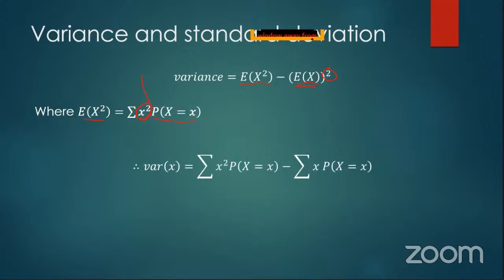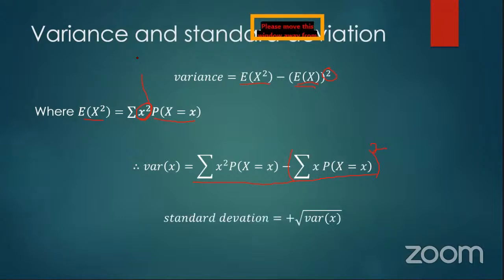So we can conclude that variance is equal to the summation of x squared times probability, minus the expectation of x, squared. So this is the general formula for finding the variance of a discrete random variable. We have already said standard deviation is equal to the positive square root of the variance.